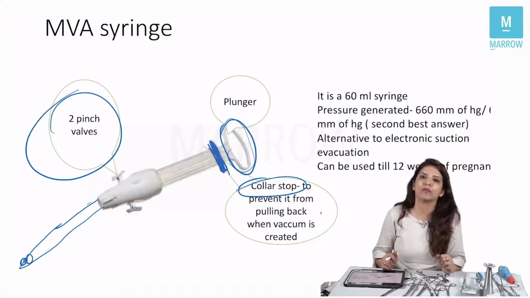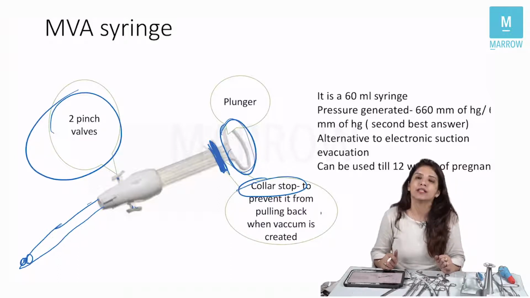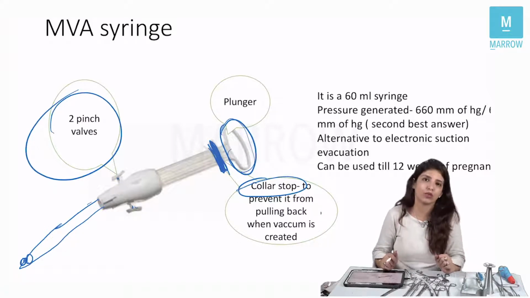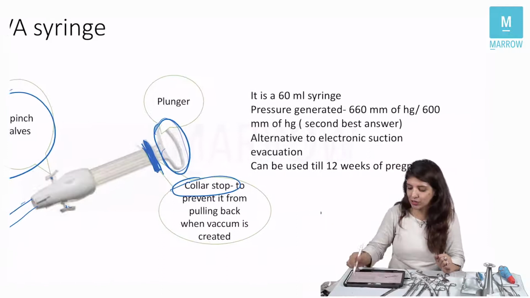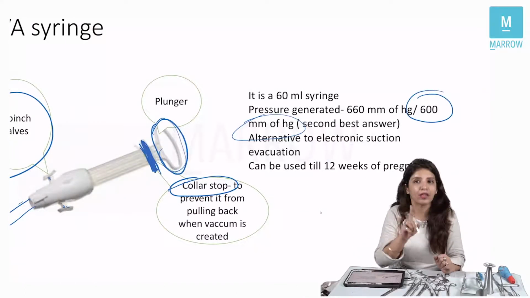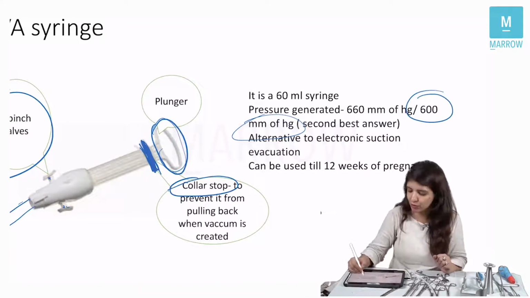Questions which they ask you on a manual vacuum aspiration syringe are, what is the capacity of the MVA syringe? The capacity of the MVA syringe is 60 ml. Next question is, what is the pressure which is generated by the MVA syringe? Best answer for this question would be 660 millimeters of mercury, but if 660 millimeters of mercury is not given, then only you are going to mark it as 600 millimeters of mercury.